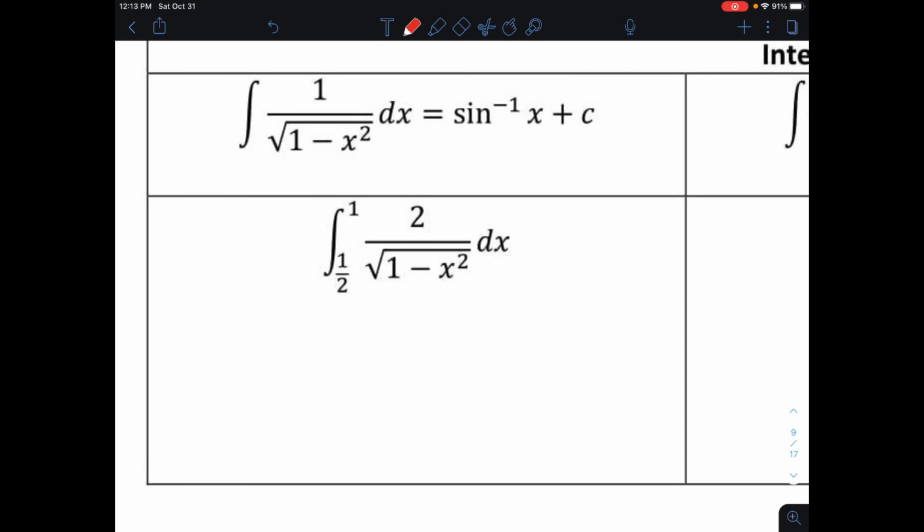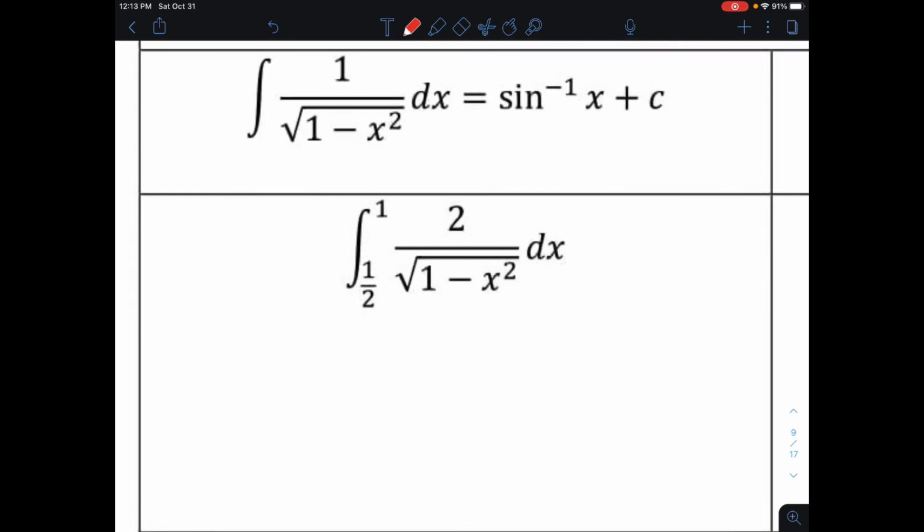The definite integral from a half to 1 of 2 over the square root of 1 minus x squared. Well, I want to make that look exactly like our antiderivative formula. So I'm going to take that 2 and pull it outside of the integral. And I'm going to rewrite. So I'd have 2 times the integral from 1/2 to 1 of 1 over the square root of 1 minus x squared dx. Now we're looking at what we have inside of here.